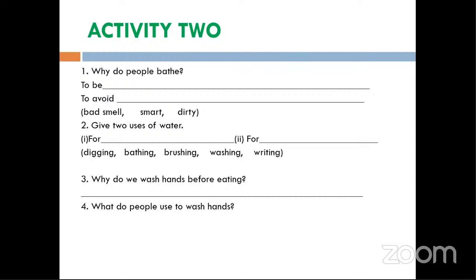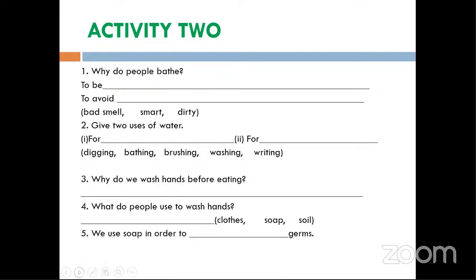So what do people use to wash hands? This is almost the same question as the other one. What do people use? It is just the same thing. So the answers are here. What do people use to wash hands? Do they use clothes? If it is true, you put there. Do people use soap? If it is true, you put there. Do people use soil? If it is true, you put there. Okay, so that's it. Then this should be the last question.